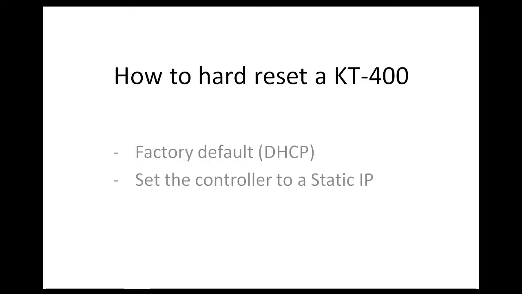So first part is we're going to see how to factory default the unit back to DHCP, which is basically removing both jumpers JP2 and JP3, and then pressing the reset button for 5 seconds. And then we're going to take a look at how to set the controller to a static IP address by keeping only jumper JP2 on and pressing the reset button for 5 seconds. Okay, so let's take a look at a demonstration.